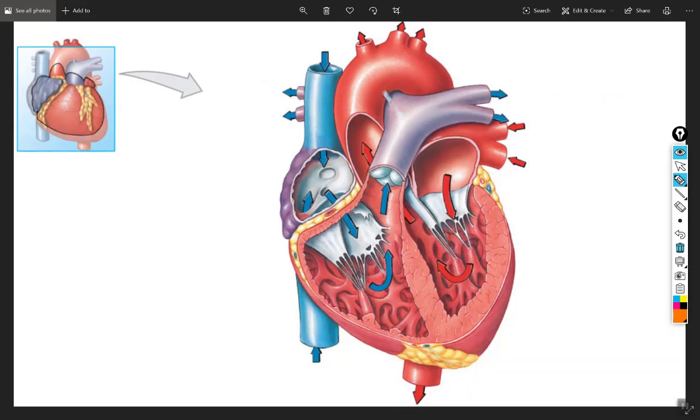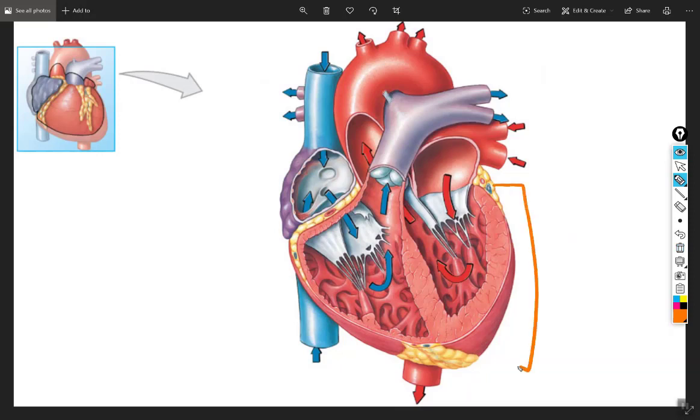Okay, so let's move on to other features of the heart. And we're also going to look at the valves in this presentation in a little bit more detail, both from this view and from the top view, where you can see a little bit more detail of them. So stay tuned for that as well.